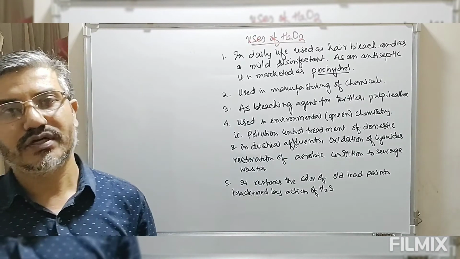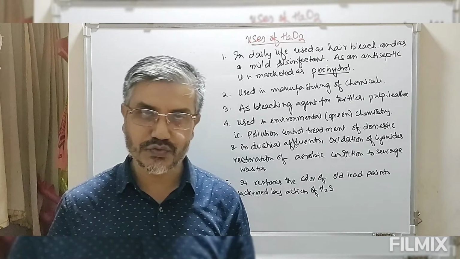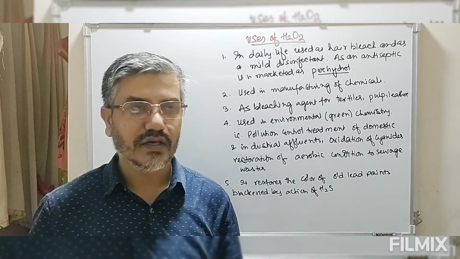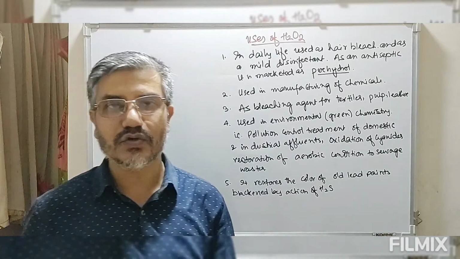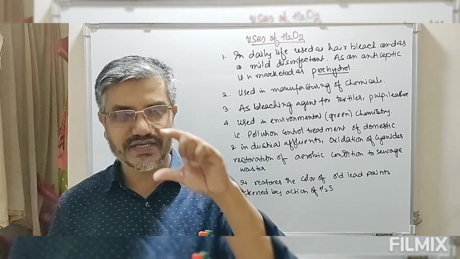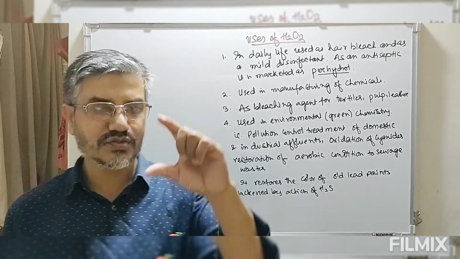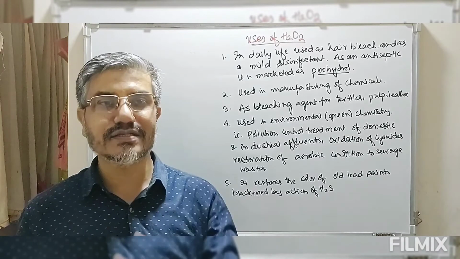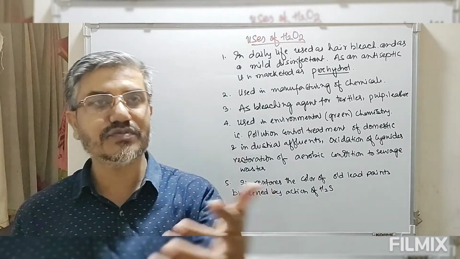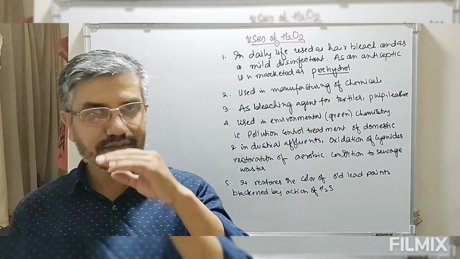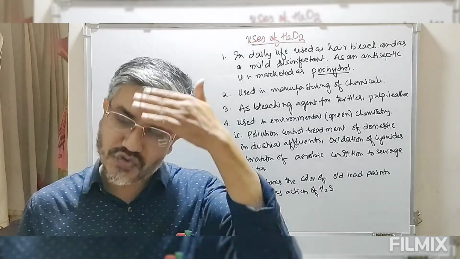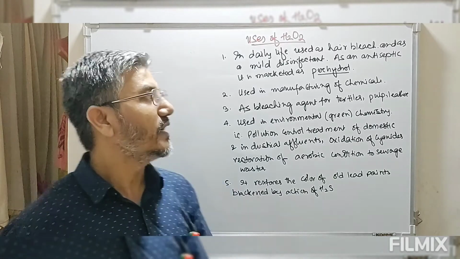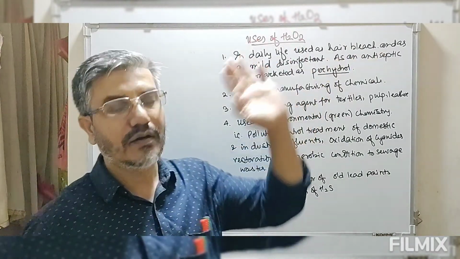Now look at this. When you go to the salon for hair treatment, there is a particular liquid which is placed in a small white bottle. If you apply this on your hair, the hair color fades and becomes brown. So that particular liquid which is used on the hair for bleaching is hydrogen peroxide. That is what we call hair bleach.